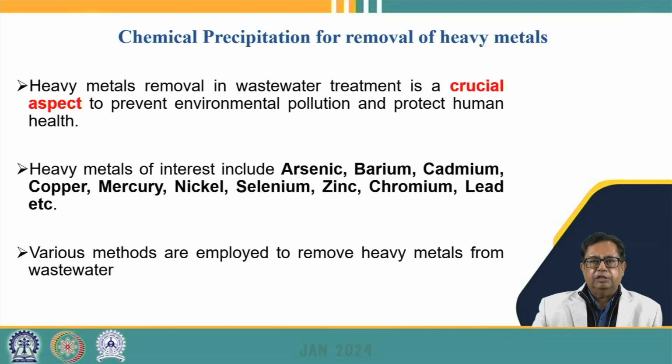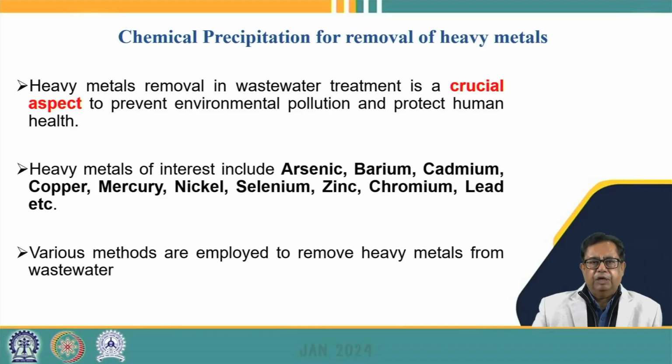There can be metals like arsenic, barium, cadmium, copper, mercury, nickel, selenium, zinc, chromium, lead. These metals must be removed from the water or the wastewater so that they may not come into the food chain, and this may ultimately not come to us.